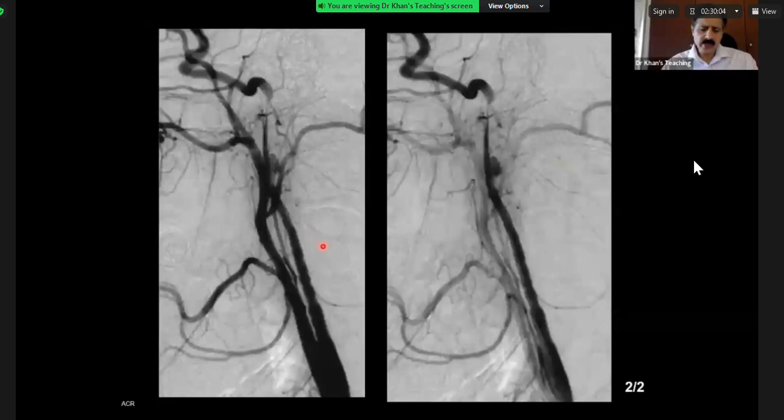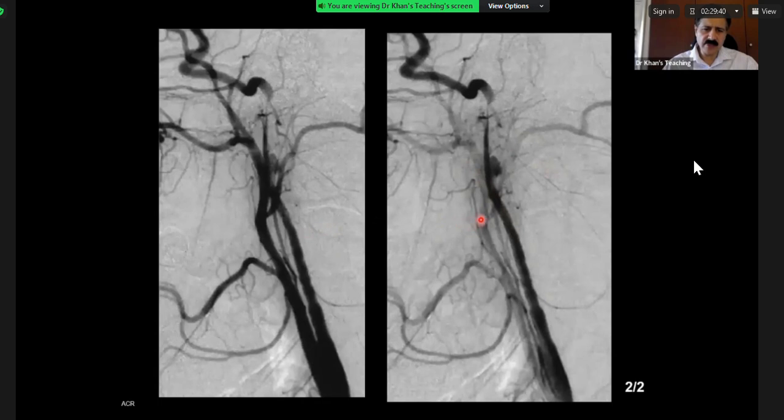Now, as far as a DSA is concerned, DSA can be looked at on this window, which is an inverted window where everything is looking black, the contrast is looking black. You can invert it. It's your personal choice and everything will be white. Of course, the bones are subtracted.